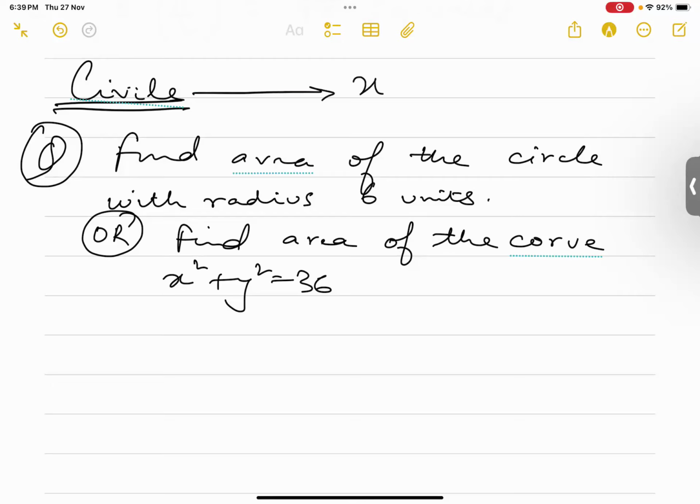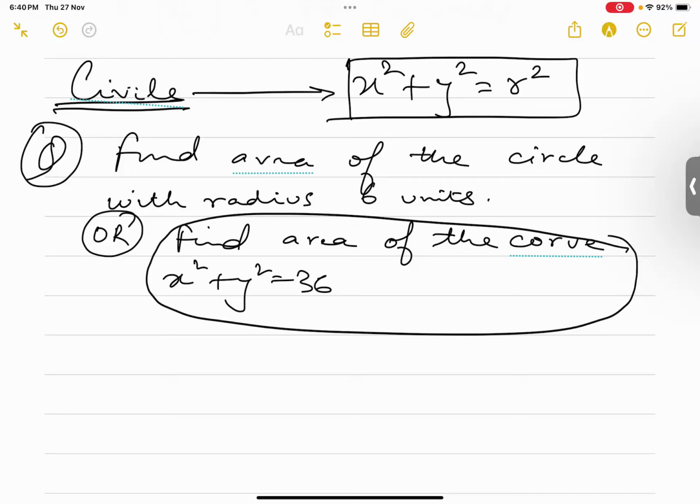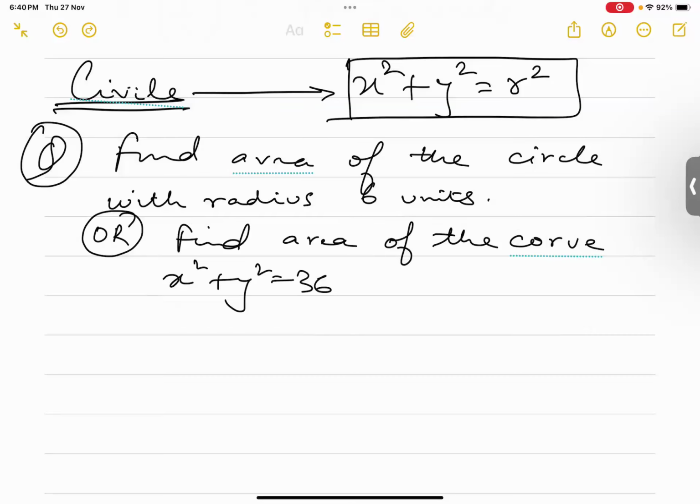Circle equation is x square plus y square is equal to r square, radius square. In the second type of question, they have not mentioned which curve, but looking at this you should know that this is a circle. X square plus y square is equal to 6 square. So the question can be framed in two different ways, but we should know x square plus y square is equal to r square is the equation of the circle.